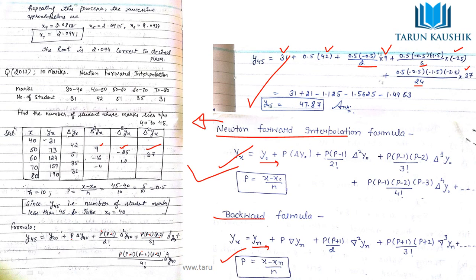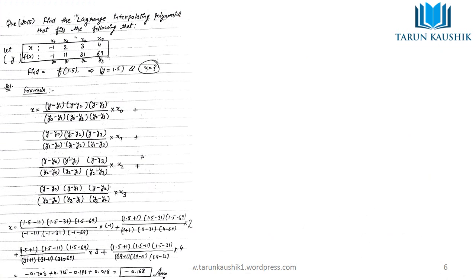forward interpolation. The benefit is that you can calculate the number of candidates between any point, or you can say any interval, by using this formula. Okay, so the next is Lagrange interpolation. This is also very simple.